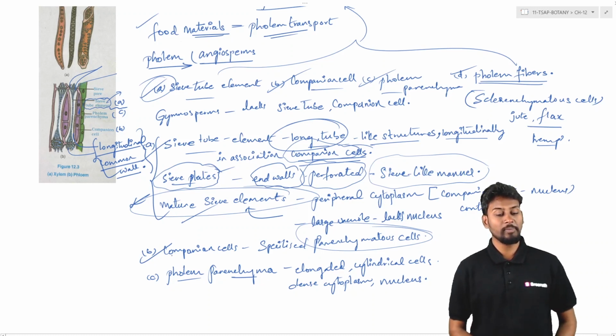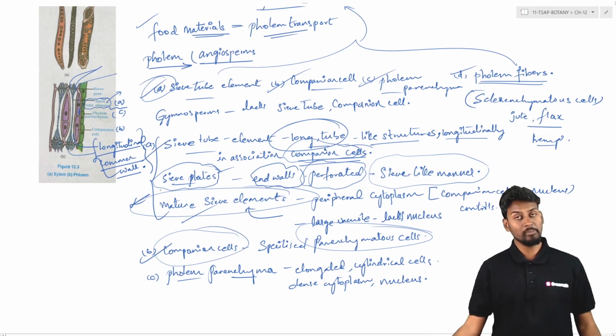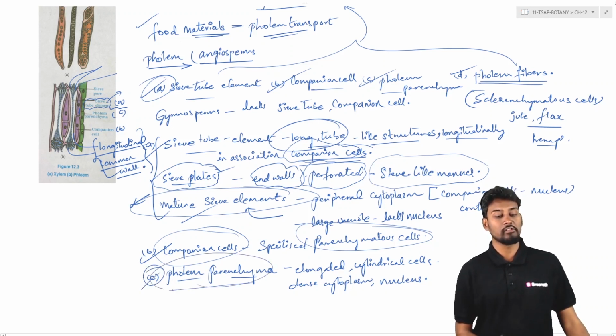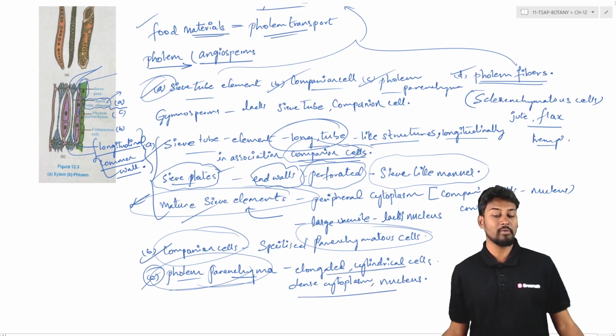So these particular companion cells are the ones generally involved in this process of conducting the food material. Next, we come to the phloem parenchymal cells, along with the companion cells. Here in the green in the diagram, this is what we call phloem parenchymal cells. These are elongated cylindrical cells having dense cytoplasm and a nucleus.